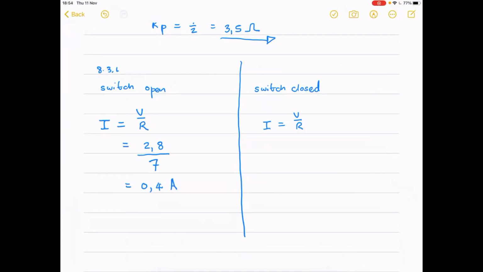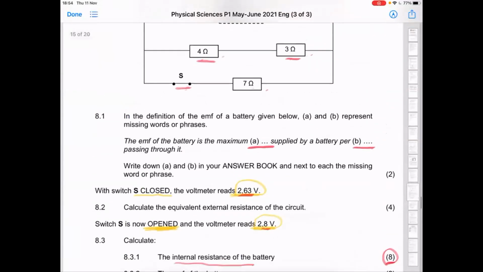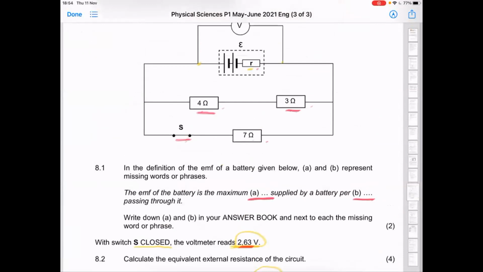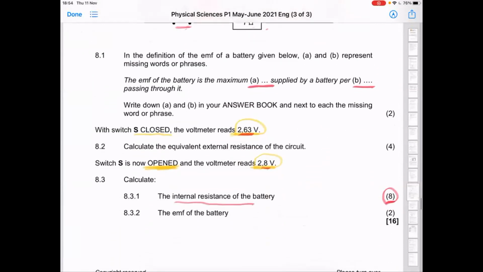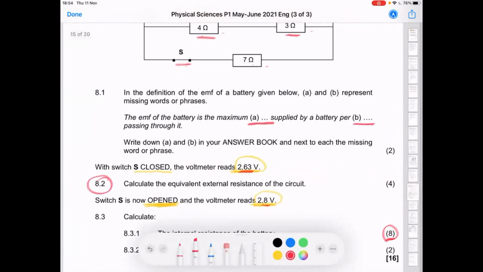Okay, and if I do the same equation on this side now, when the switch is closed, what is it? So now I must come back here to show you. When the switch is closed, the voltmeter reads 2.63. And also, when the switch is closed, what is the resistance? It's all 3. And that is what we calculated in 8.2, equivalent resistance.